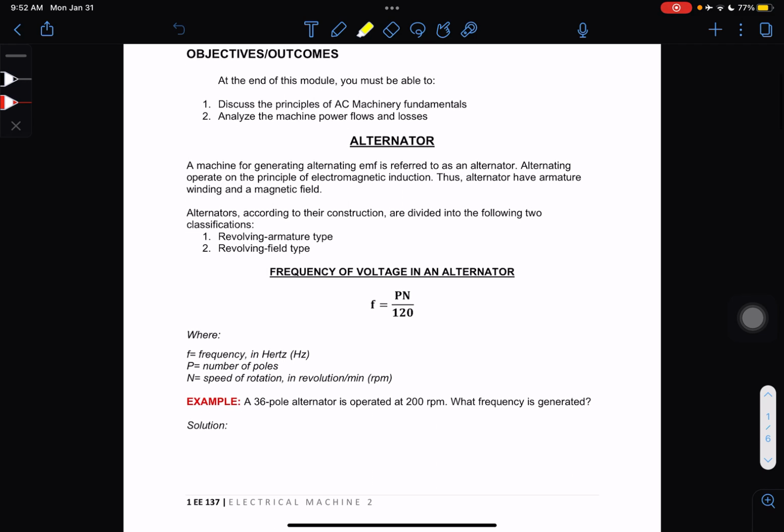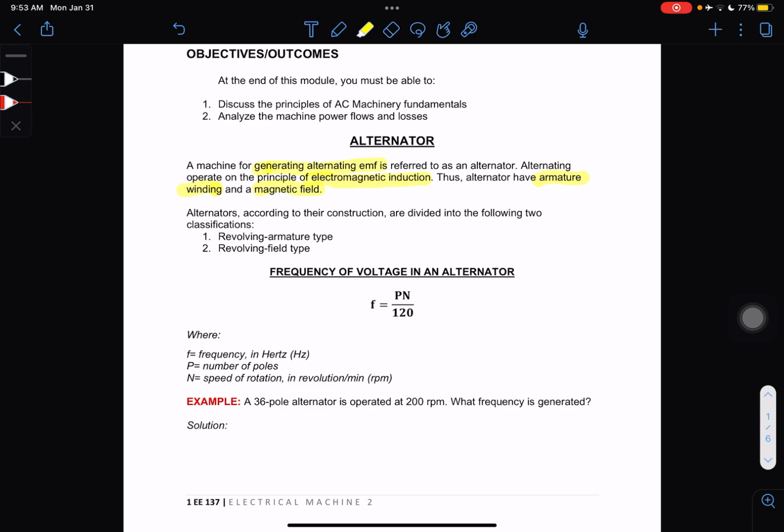So alternator is our first topic. So what is an alternator? An alternator is a machine for generating alternating EMF. So that is what is called an alternator. Alternators operate on the principle of electromagnetic induction. So an alternator has an armature winding and a magnetic field. So take note that it has an armature winding and a magnetic field.